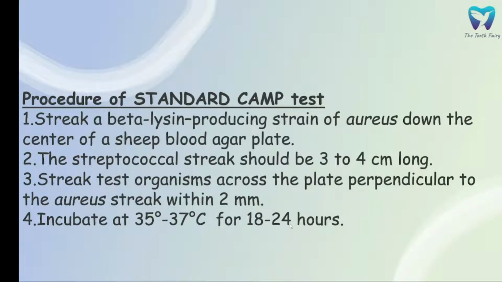Then the procedure of the standard CAMP test, as we discussed, is that we have to streak a beta lysin producing strain of aureus down the center of a sheep blood agar plate. The streptococcal streak should be 3 to 4 centimeters in length, and then we are going to streak the test organism across the plate perpendicular to the aureus streak, within 2 mm. We are going to incubate it at 35 to 37 degrees Celsius for about 1 day.